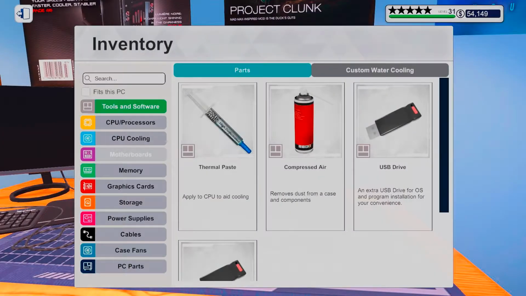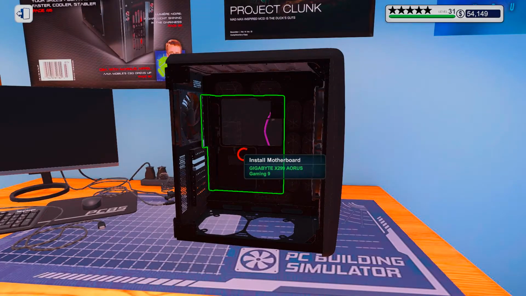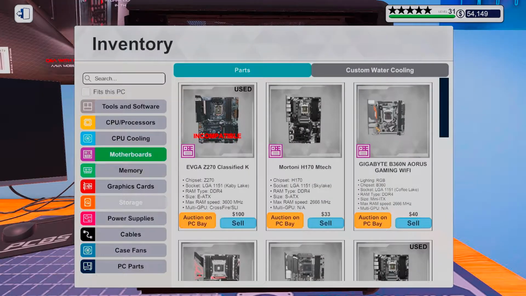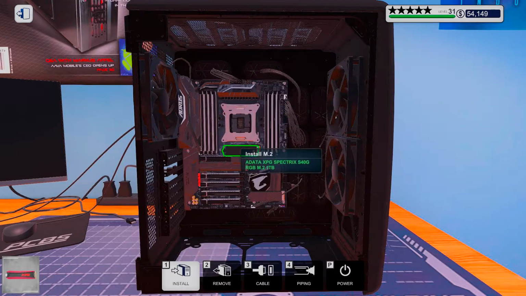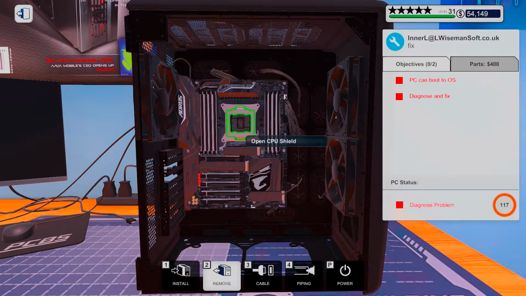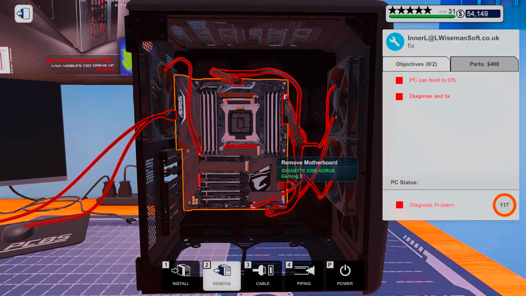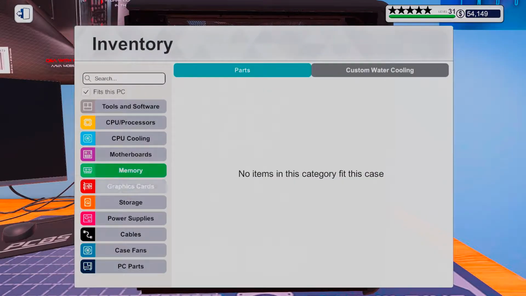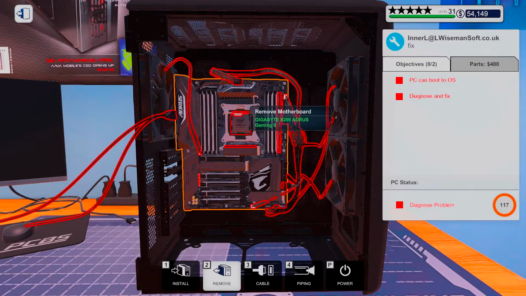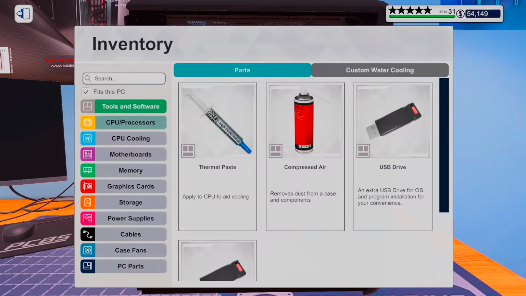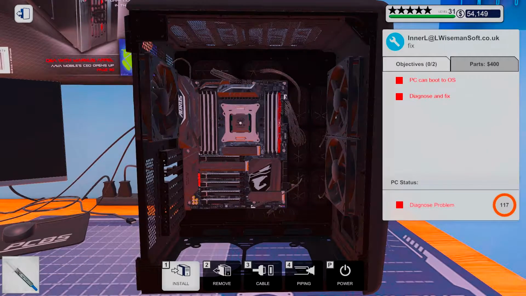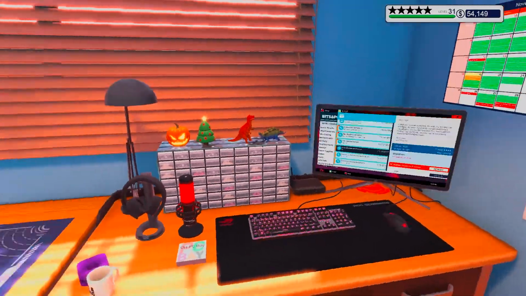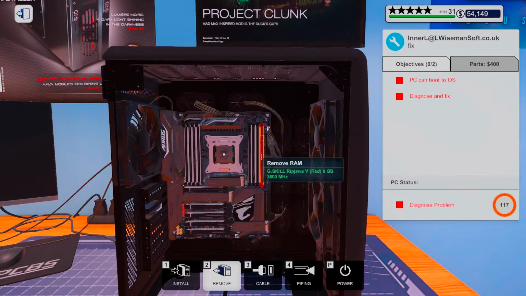Alright, let's just put this in. There we go. Improved motherboard and all that. Memory. CPU. Hold on a minute. You asked for specific cables, didn't you? Yes, some braided black cables that you asked for. And thus you shall receive.